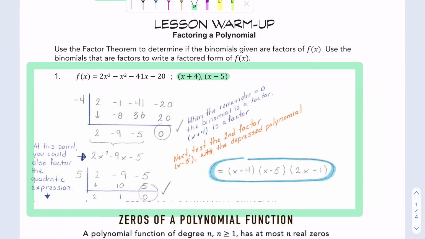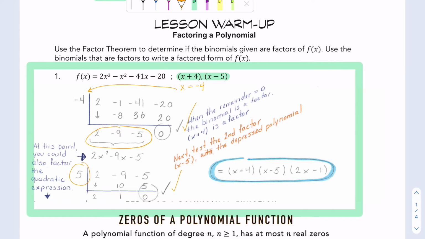Okay, just to talk through this one real quickly, then I'll let you complete it by yourself. First, I checked the factor of x plus 4. Because I checked the factor of x plus 4, I know my synthetic divisor is going to be negative 4. This comes out to be a factor. Then I used what's called the depressed polynomial. I tested the next factor of x minus 5 with a synthetic divisor of 5. This is also a factor.